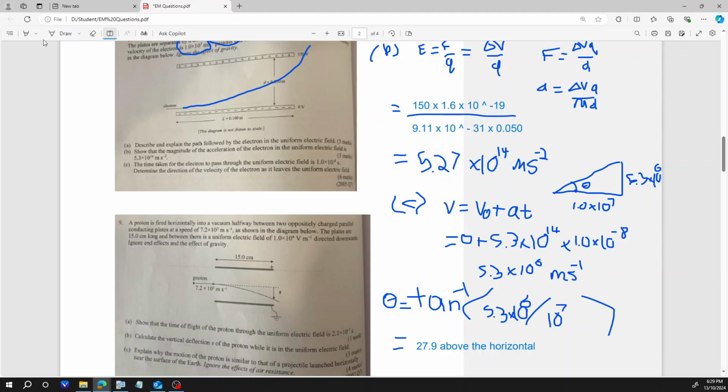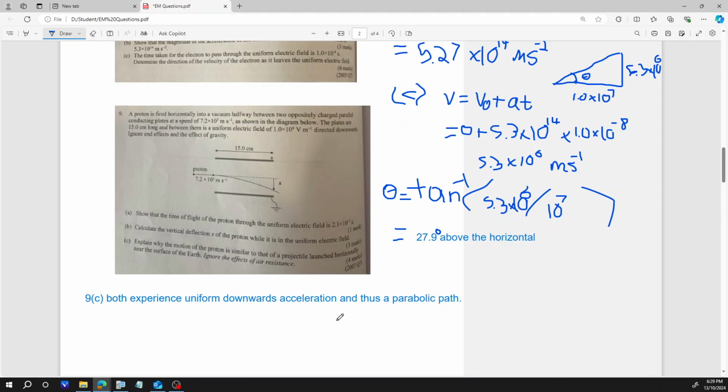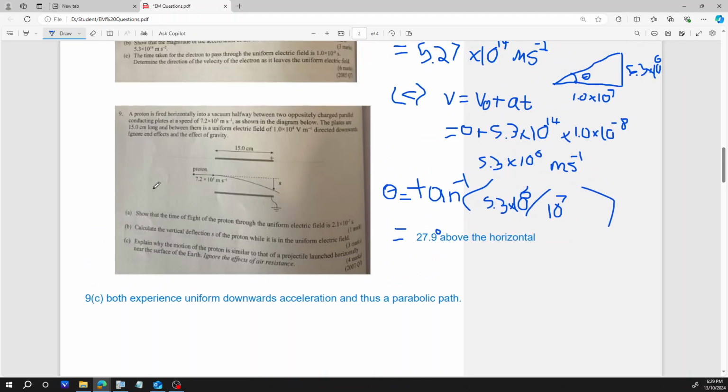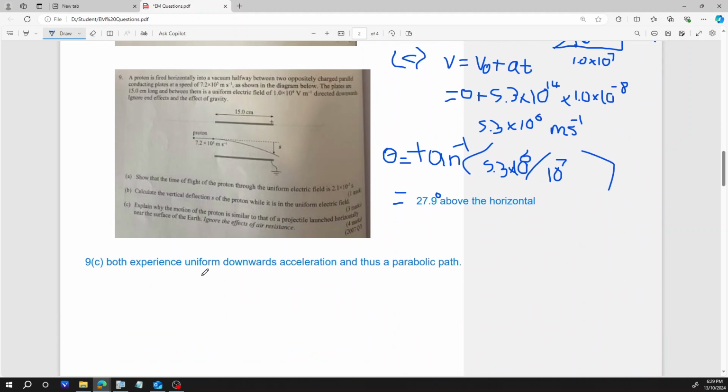And we can just... what's a little improvement? There we go, degrees. Okay, there we go. All right, now I've already actually filled in the last question: explain why the motion of the proton... Actually, sorry, I just did question 8. Sorry, that is for question 9C. So this is a similar question.